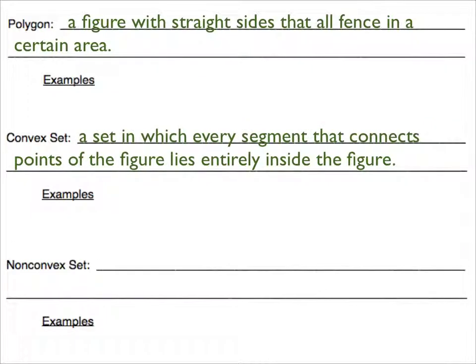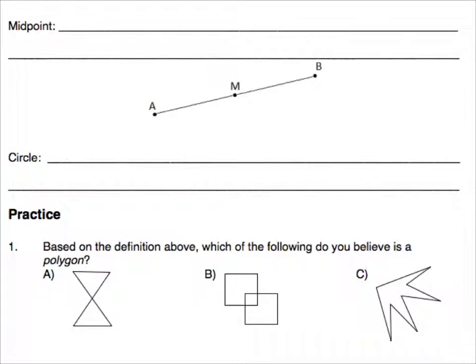A convex set is a set in which every segment that connects points of the figure lies entirely inside the figure. I'll explain that. If you take 2 points in the figure and you connect them, the segment that connects them can never go outside the figure.